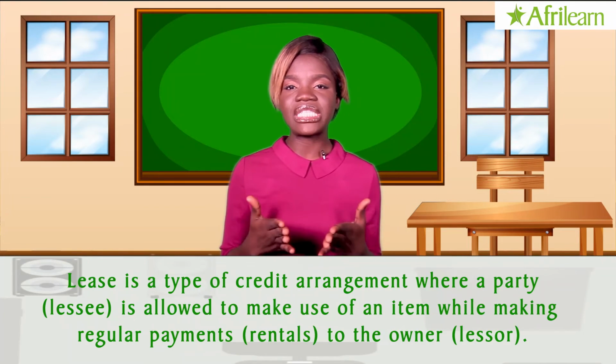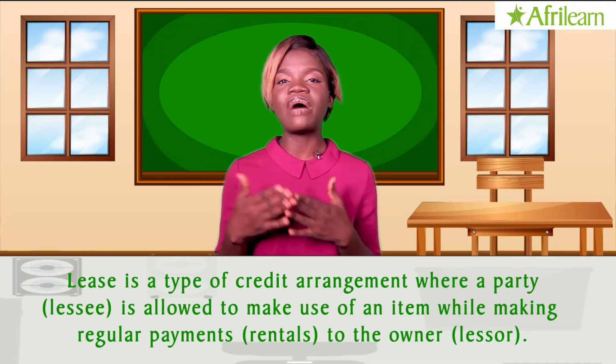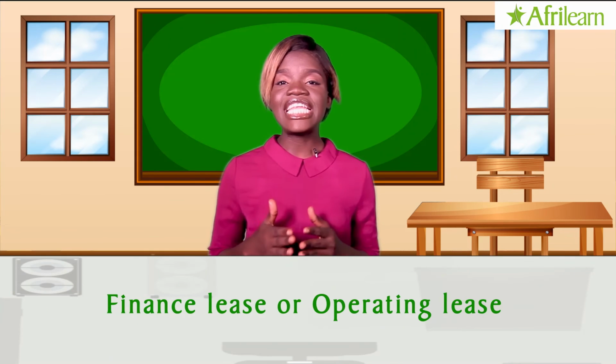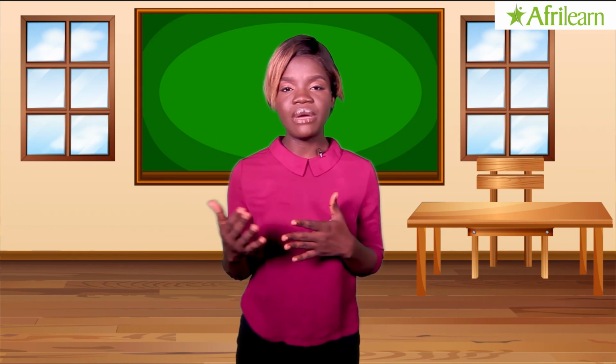Now, let us summarize all that has been said in today's class. We said that lease is a type of credit agreement where a party, lessee, is allowed to make use of an item while making regular payments, rentals, to the owner, the lessor. It can either be a finance lease or operating lease. We also said that lease and rentals are similar, but rental is short-term while lease is for a long period of time.